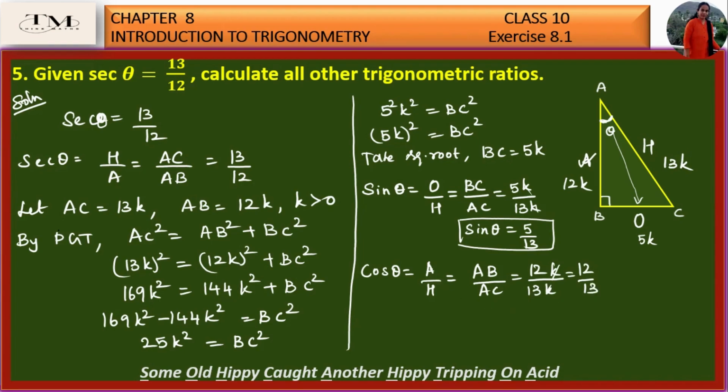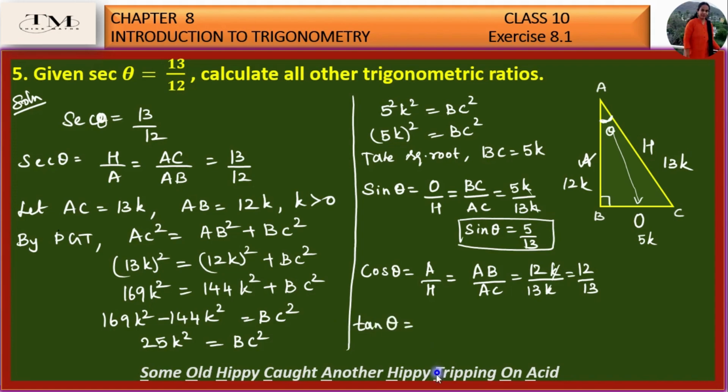So you can use the ratio relationship A by H, or from secant theta you can find it out. So secant and cos are inverse to each other. So cos theta is equal to 1 by secant theta. So 13 by 12 will become 12 by 13. Okay children. Next we have to find out tan theta.